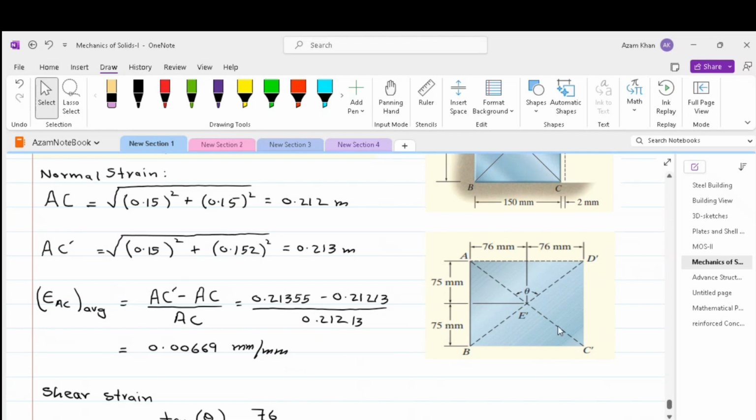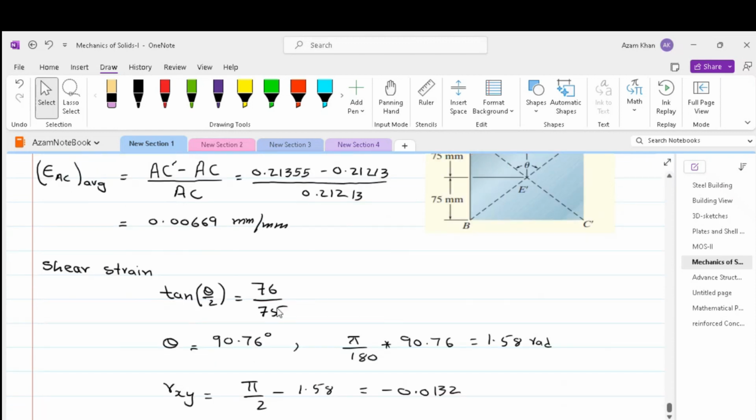So strain along AC is change in length divided by original length, which is the final length 0.213 minus 0.212, divided by 0.21213. So we get 0.00669 millimeter per millimeter. In order to find out the shear strain, we can take this angle. So tangent of theta by 2 is equal to 76 by 75, which is shown over here.